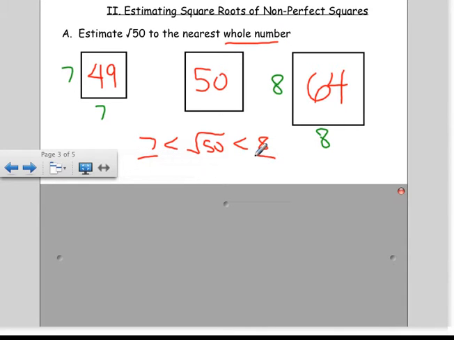The way I think about that is, I'll look at the number 50. Is 50 closer to the number 49 or closer to the number 64? You should see that 50 is really close to 49. So what that means is that the square root of 50 is going to be really close to 7. And so what I'm going to say is that the square root of 50 is close to 7. It's going to be just a little bit bigger than 7. And so the closest whole number is 7.